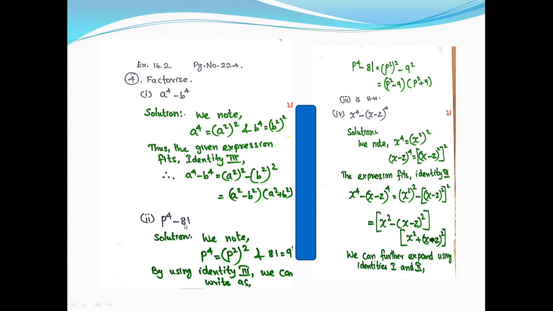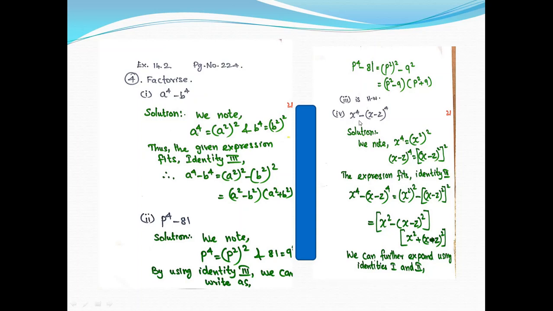p to the power 4 minus 81. The solution. So in the solution, we note that p to the power 4 can be written as p square to the whole square, and 81 can be written as 9 square. By using the identity number 3, we can rewrite it as p to the power 4 minus 81 can be written as p square to the whole square minus 9 square. So by using identity 3, we can write the solution as p square minus 9 multiplied by p square plus 9. The subdivision number 3 is your homework.